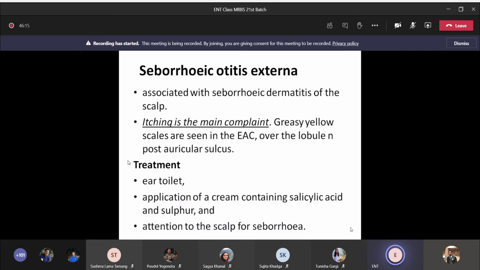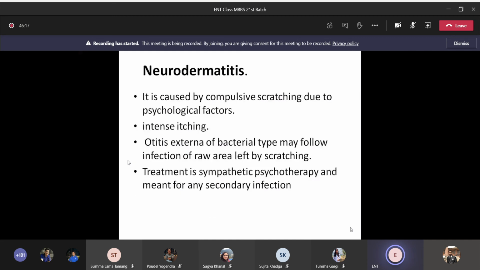Then there is an entity known as neurodermatitis. It is caused by compulsive scratching due to psychological factors. Okay, that is why neurodermatitis. There will be intense itching, and the otitis externa bacterial type may follow infection of raw area left by scratching. Treatment is psychotherapy, and if there is any secondary infection, that secondary infection needs to be dealt with.